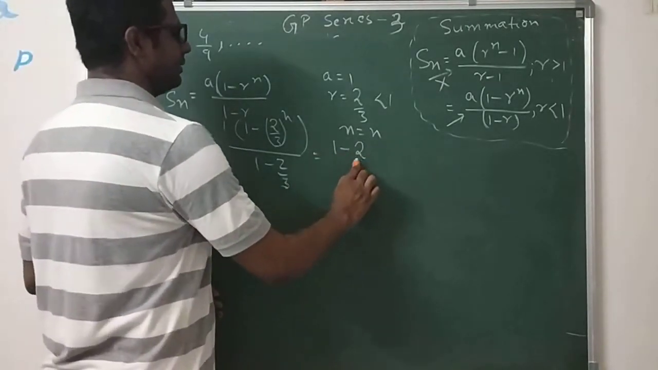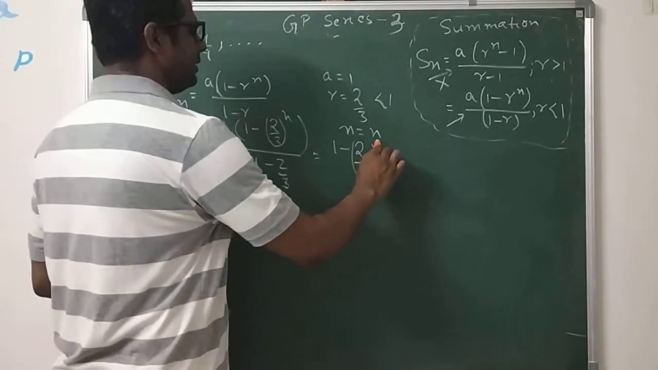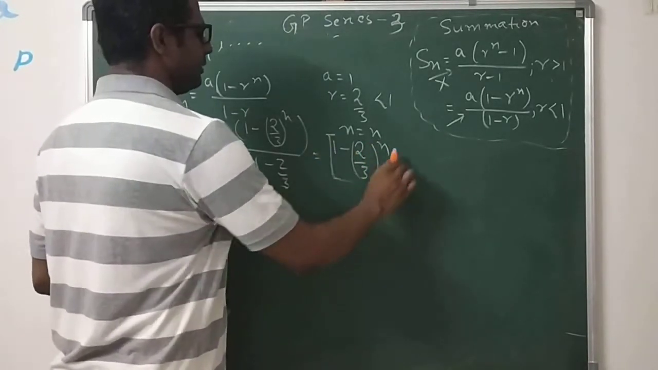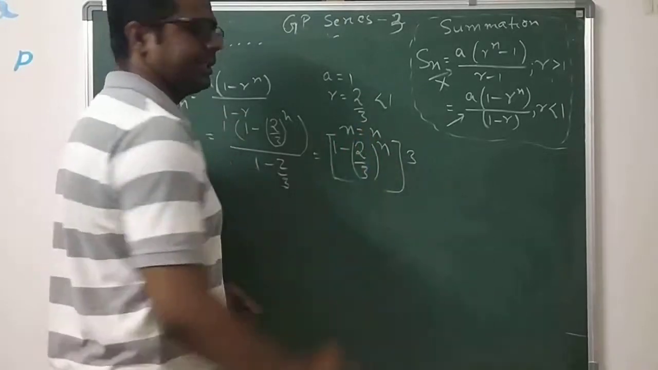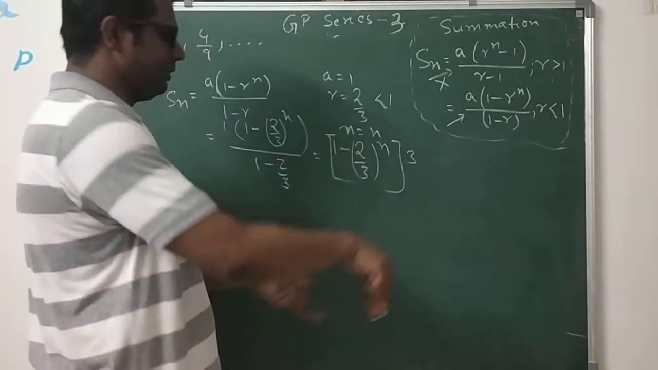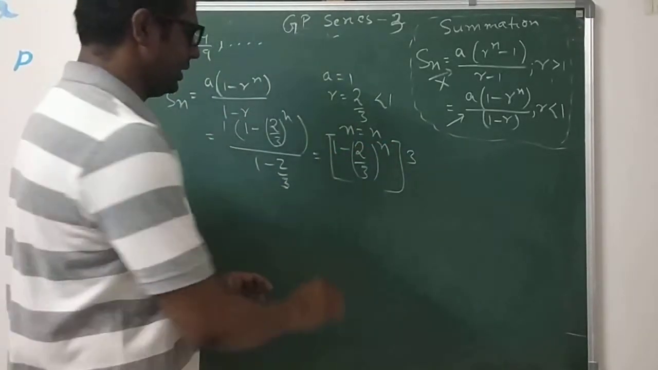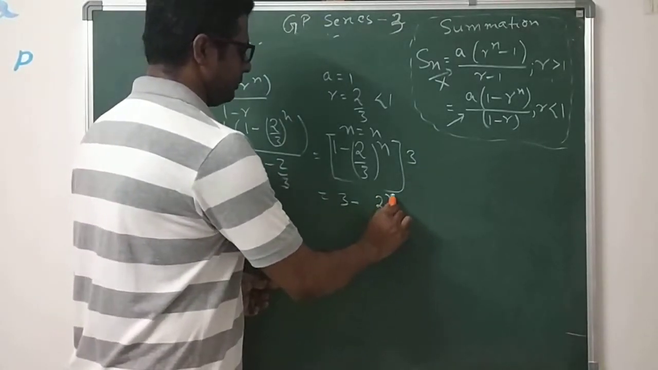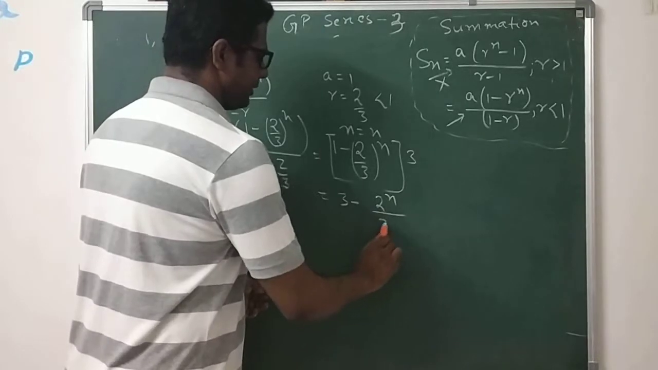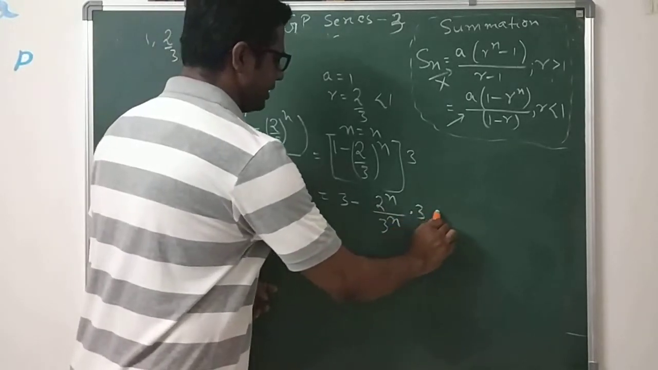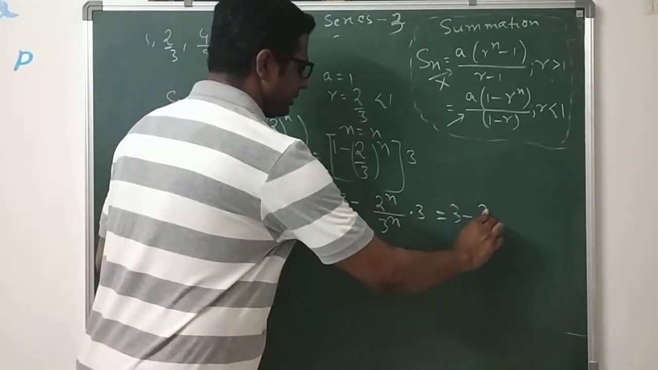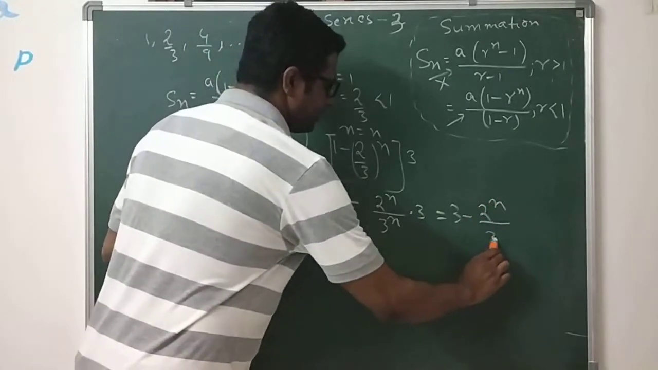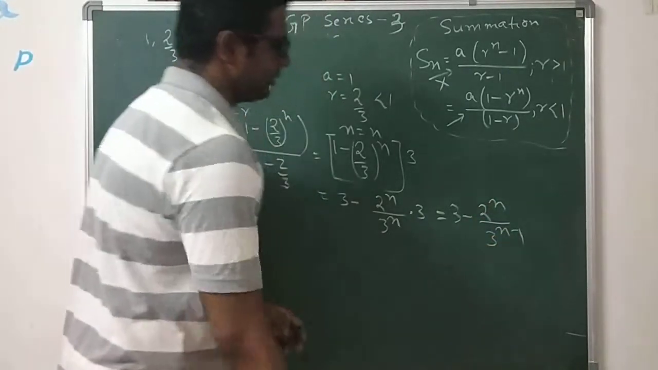1 minus (2 by 3) to the power n, into 3, right? Into 3 because 1 by 3 will go up and it will become into 3. So I can write (3 to the power n minus 2 to the power n) by 3 to the power n, into 3. So 3 into (3 to the power n minus 2 to the power n) by 3 to the power n, which is 3 minus 2 to the power n into 3 to the power n minus 1.